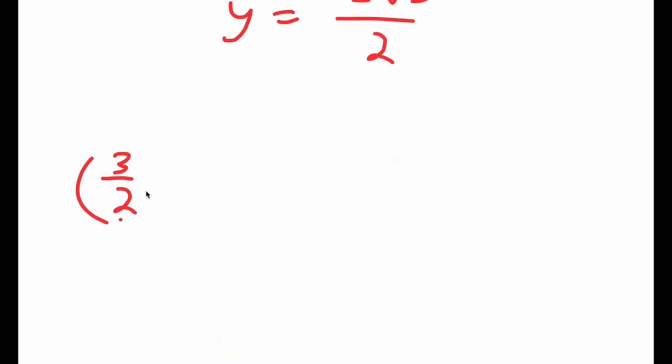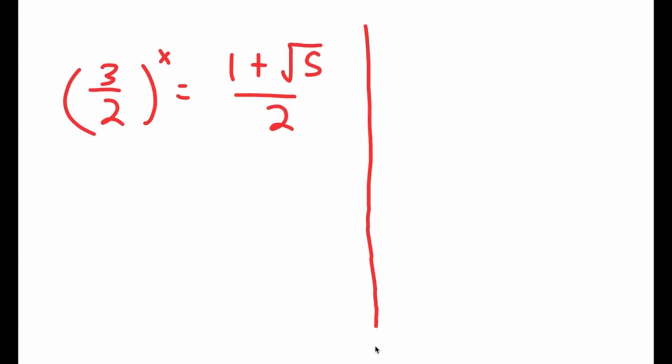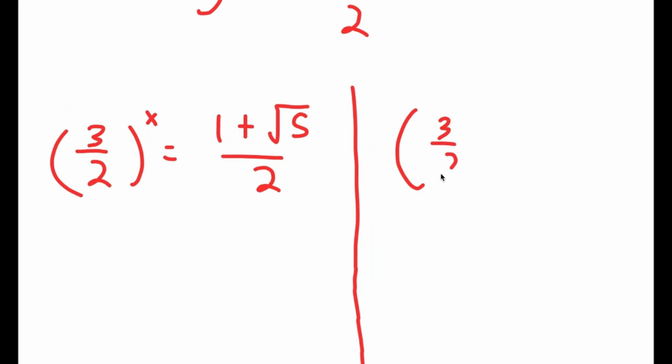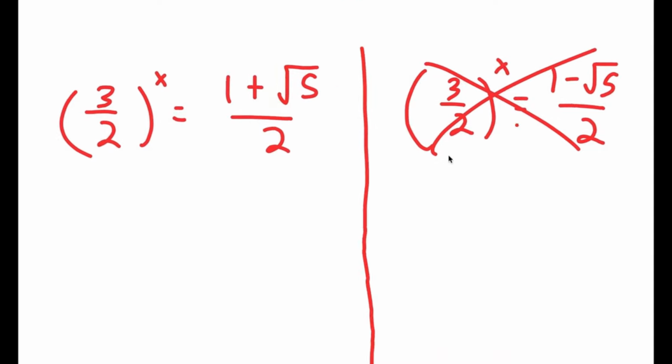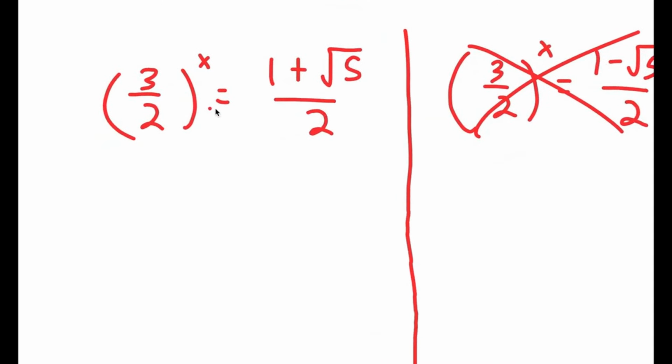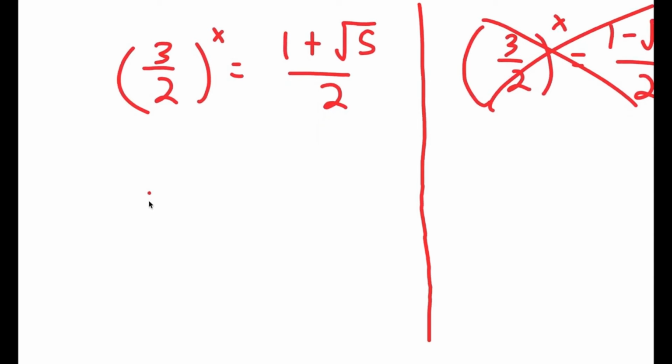I have 3 over 2 to the power of x is equal to 1 plus the square root of 5 over 2, as well as 3 over 2 to the power of x is equal to 1 minus the square root of 5 over 2. Now to actually start, we can already cancel out one of these equations, which is the right-hand one, because 1 minus the square root of 5 is going to be a negative number, and you can't take the power of a positive number and make it equal a negative number. So this equation wouldn't even work. So the only equation I have left is 3 over 2 to the power of x is equal to 1 plus the square root of 5 over 2.